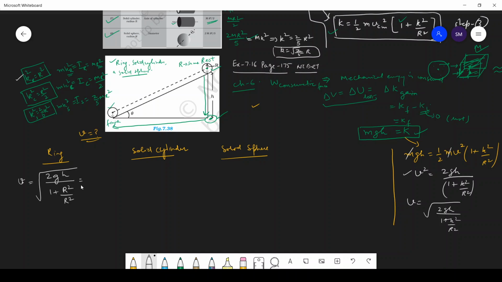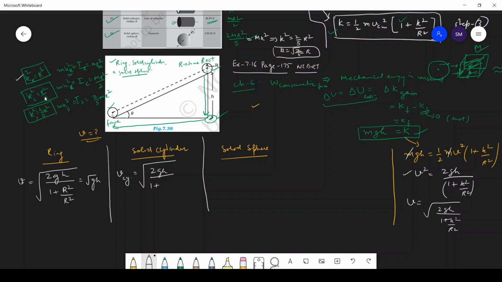So we are left with v equals under the root gh. So that's the velocity of the ring. Okay, now what's the velocity of the cylinder? See students, we have ring, cylinder and sphere. So in case of solid cylinder, what will be the velocity? Under the root, same formula, 2gh upon 1 plus k square by r square.